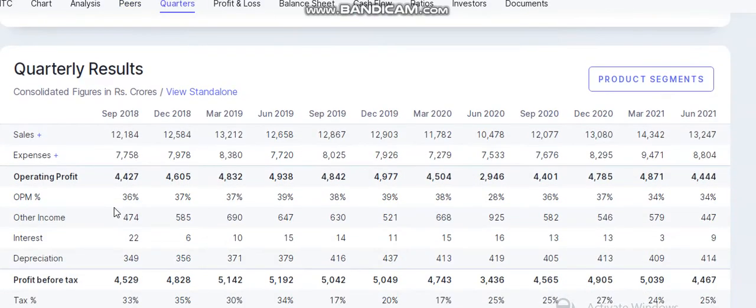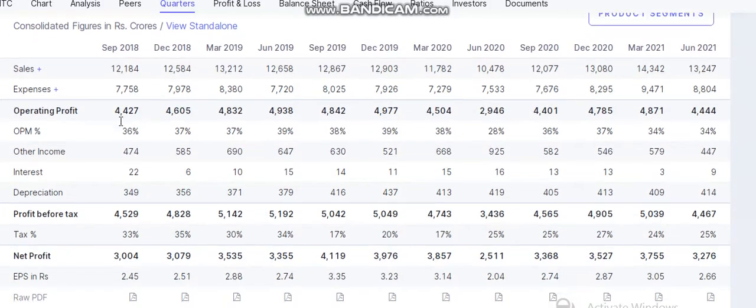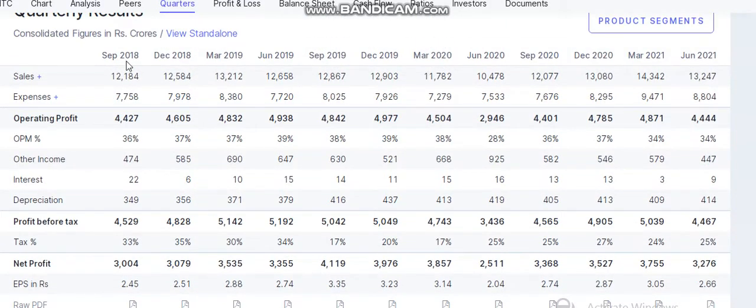Now, the quarterly result. What is the quarterly result of ITC? Consolidated figures in crores, or standalone. They have given September 2018 to June 2021. So what will we get in the quarterly result? Net profit, EPS, earnings per share in rupees. In 2018 you can see earnings per share 2.45, and in June 2021, 2.66. So earnings per share has increased.